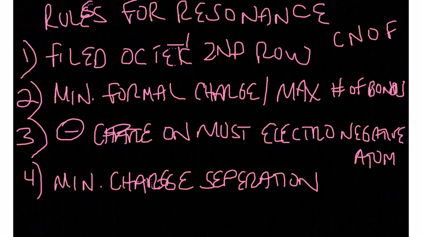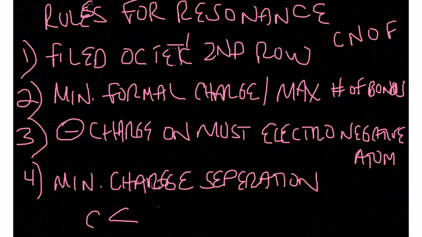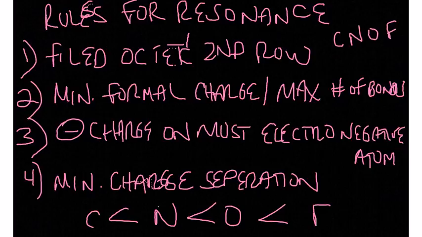And let's spell charge correctly here. And so what I mean by that is that you should already know that carbon is less electronegative than nitrogen, which is less electronegative than oxygen, which is less electronegative than fluorine. And finally, you should have minimal charge separation, and you should keep your formal charges close together.